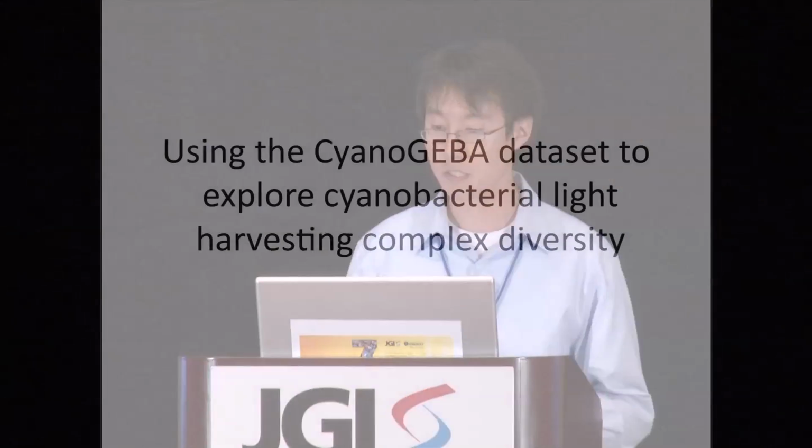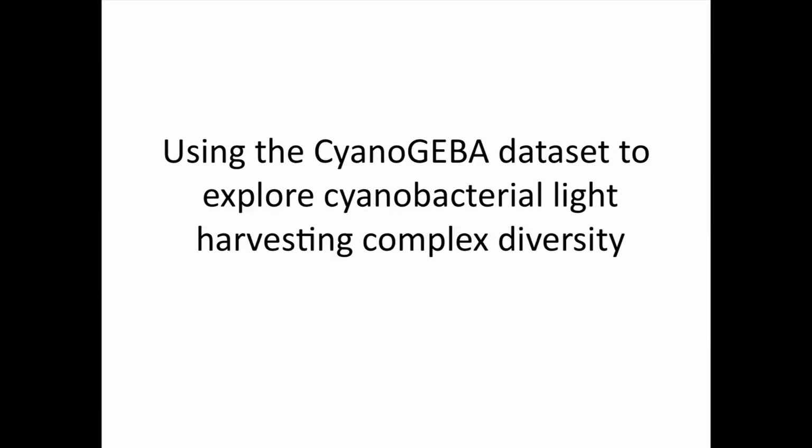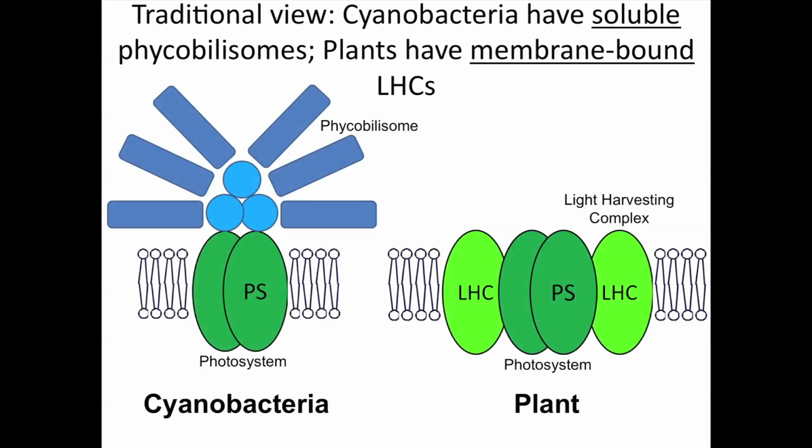So finally, I wanted to talk about how this data set affects our understanding of photosynthesis. And specifically, I'm going to talk about cyanobacterial light harvesting complex diversity. So traditionally, it's thought that cyanobacteria have soluble pigment protein complexes called phycobilisomes. These are large rod-shaped soluble complexes that absorb light and funnel it to the photosystem. However, plants have membrane-bound light harvesting complexes.